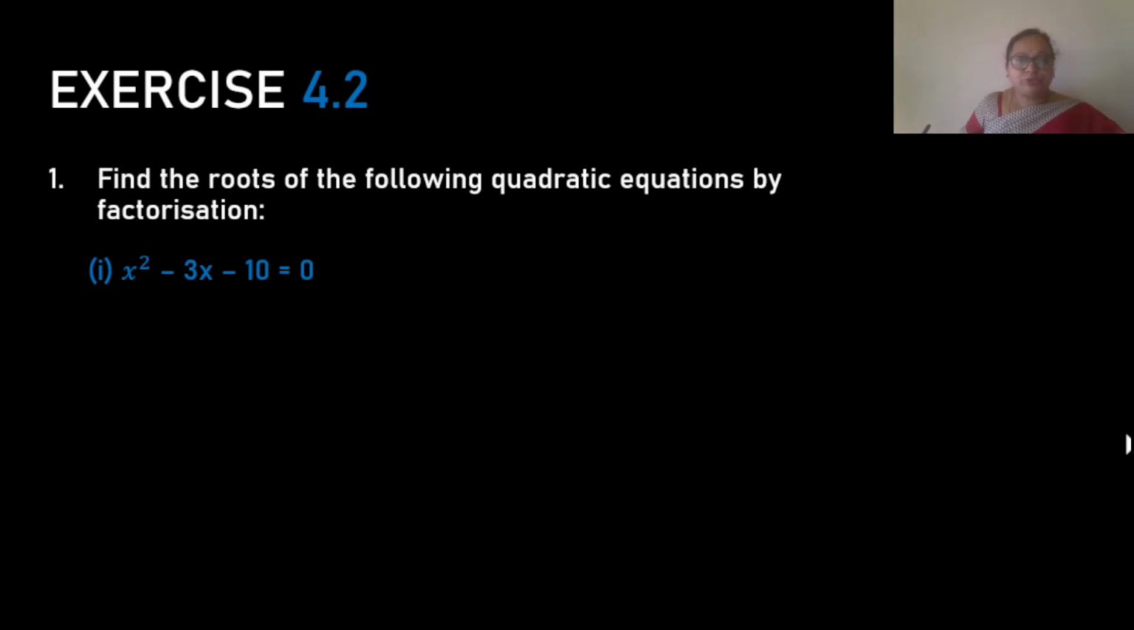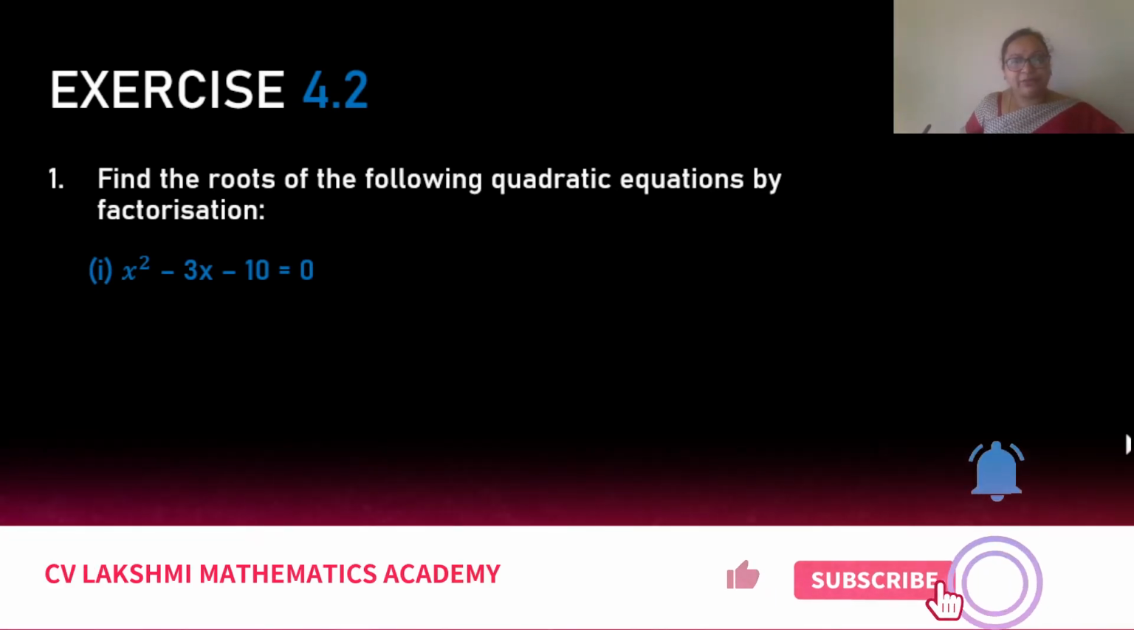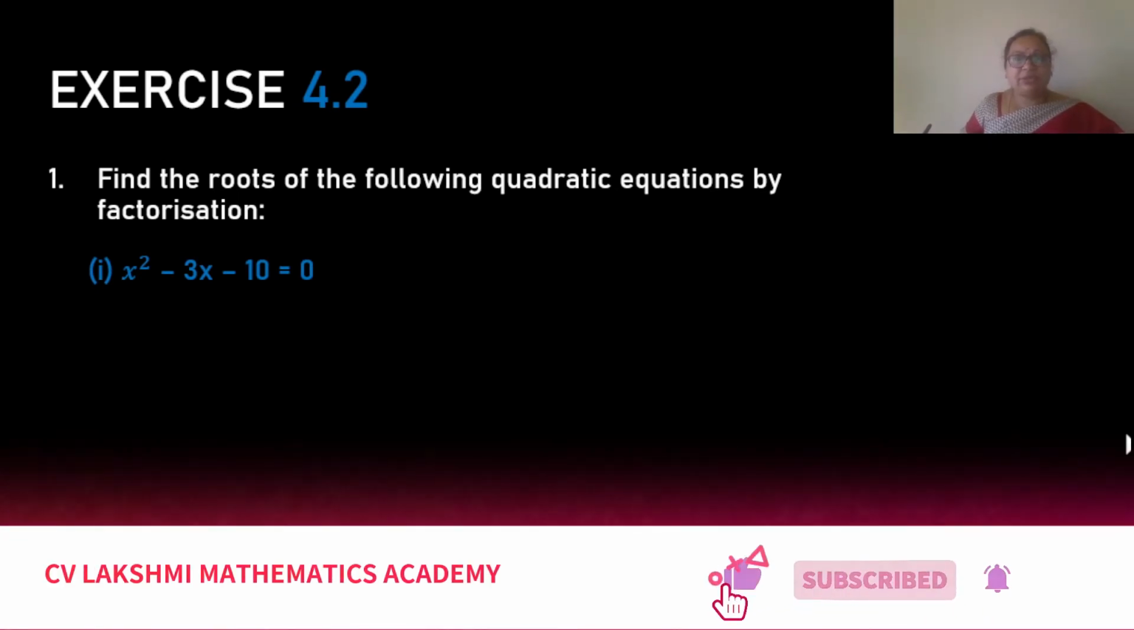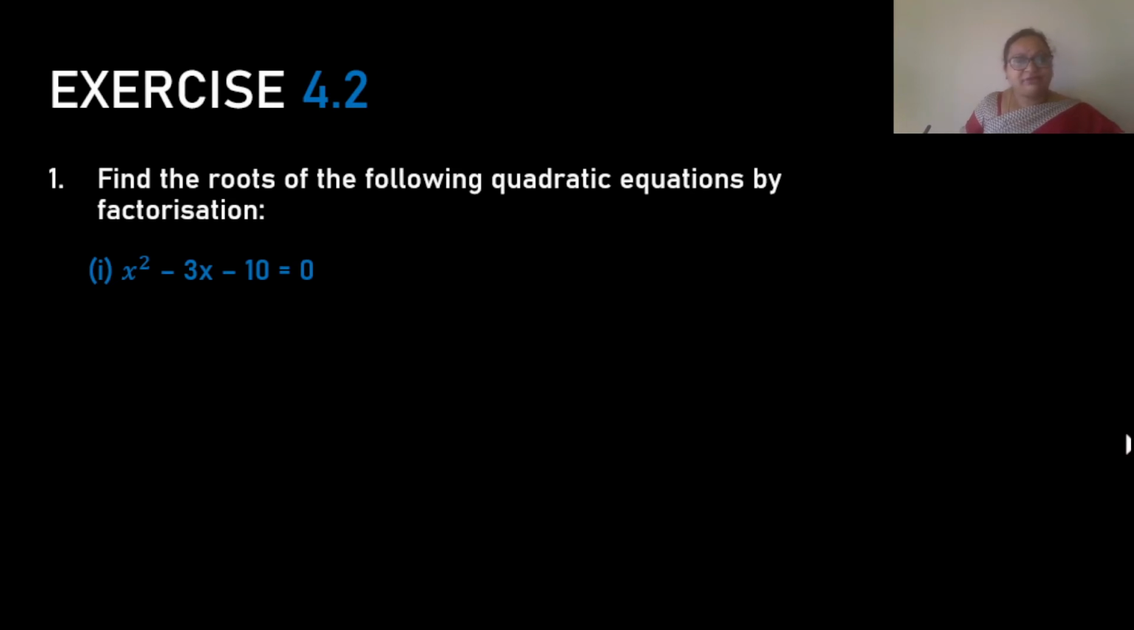Exercise 4.2, first question, find the roots of the following quadratic equation by factorization. Under first bit, first question is x square minus 3x minus 10 is equal to 0. Factorization is nothing but splitting middle term. So here x square minus 3x minus 10. So 10, we have to find the factors of 10. So middle term is minus 3. So 5 and 2 we can take 5 and 2.